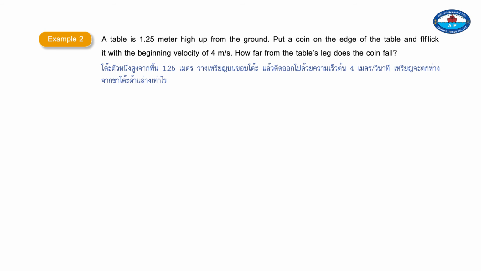Example 2. A table is 1.25 meters high from the ground. Put a coin on the edge of the table and flick it with the beginning velocity of 4 meters per second. How far from the table's leg does the coin fall?